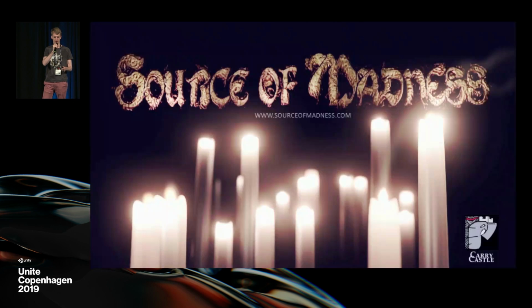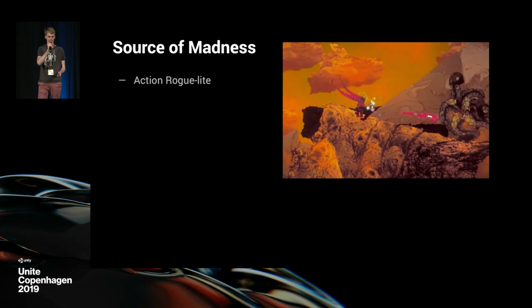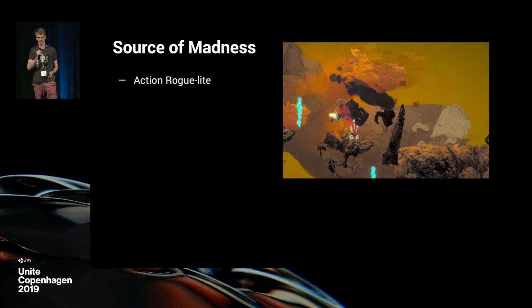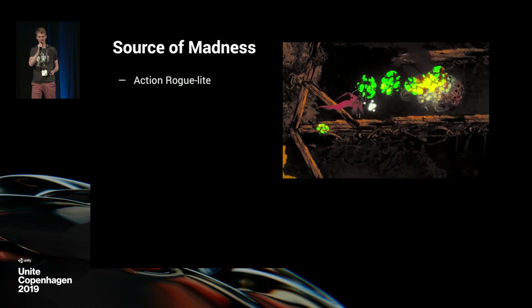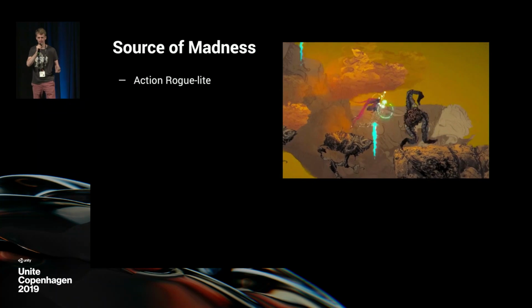Today, I will talk about the machine learning we use in Source of Madness. We use it both to create millions of monsters and also to create a unique visual style painted by AI. But today, I will focus on the monsters that we use ML agents for. Source of Madness is an action roguelite game. As an acolyte from the cult of knowledge, you have to close the box of Pandora and end the madness.